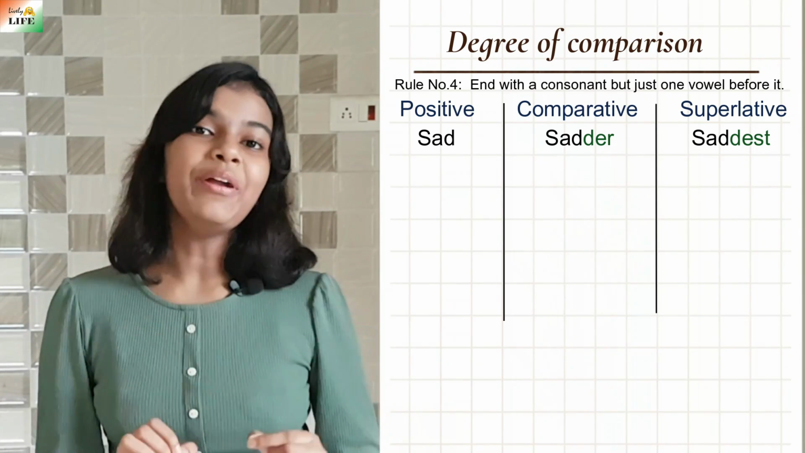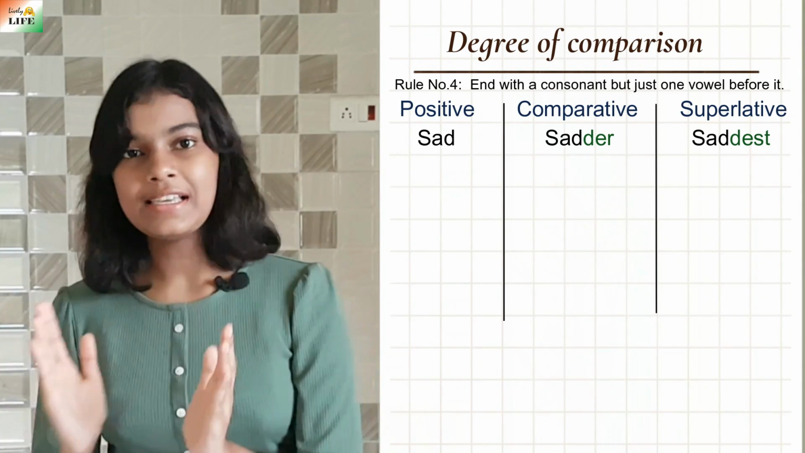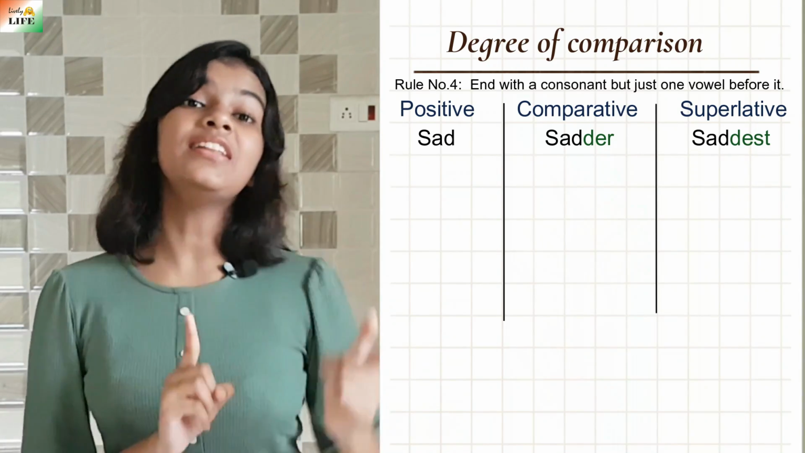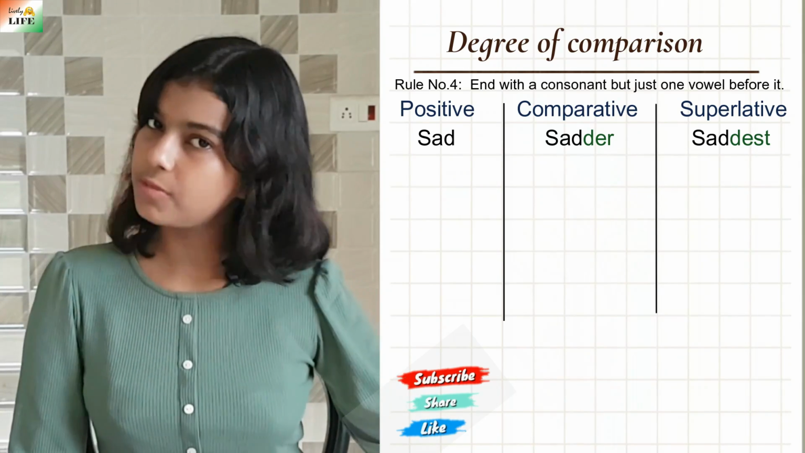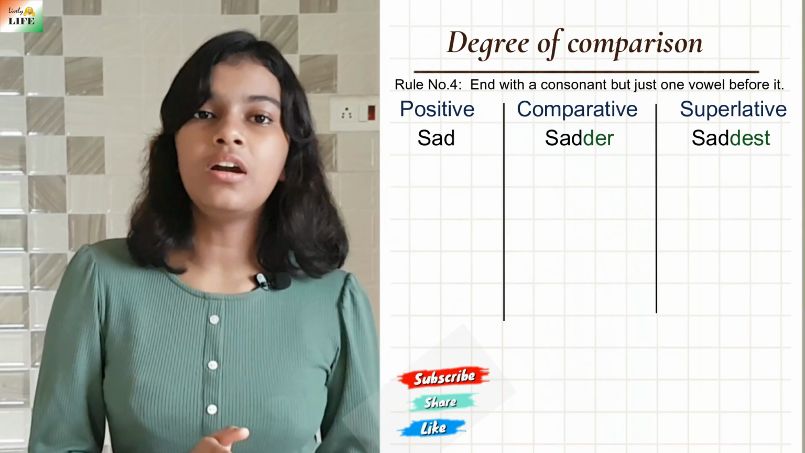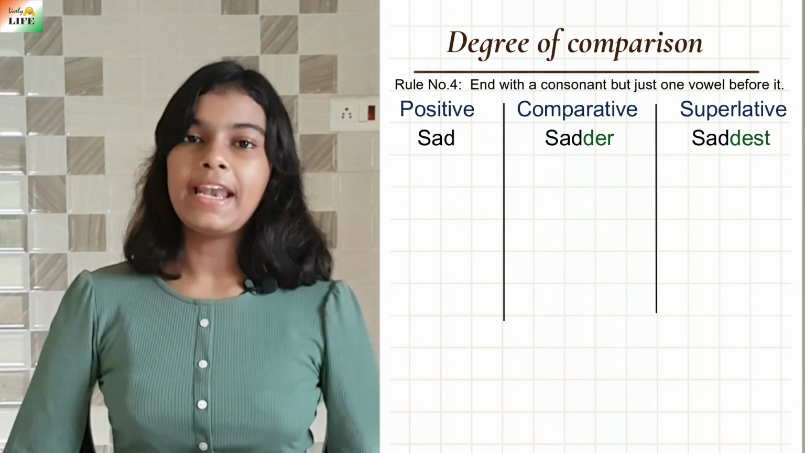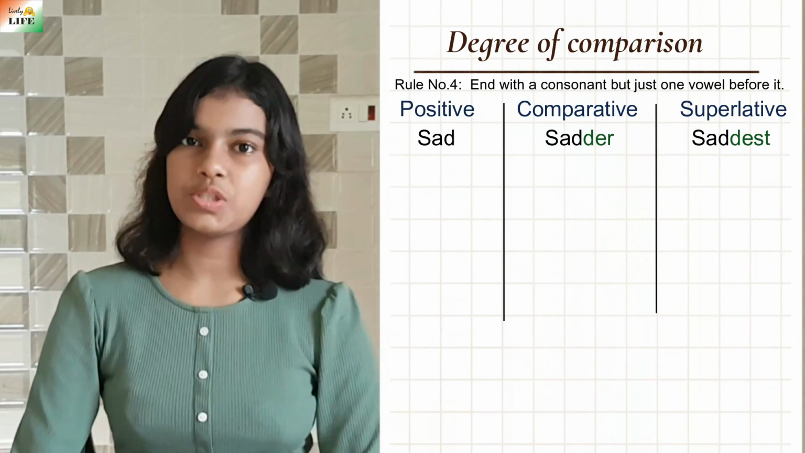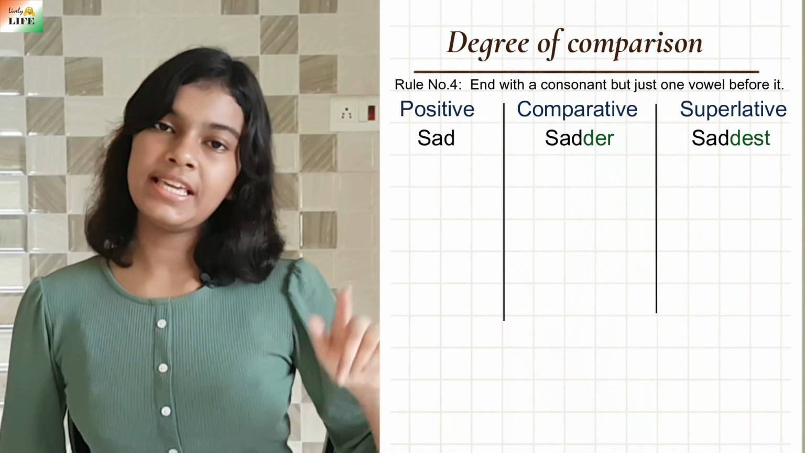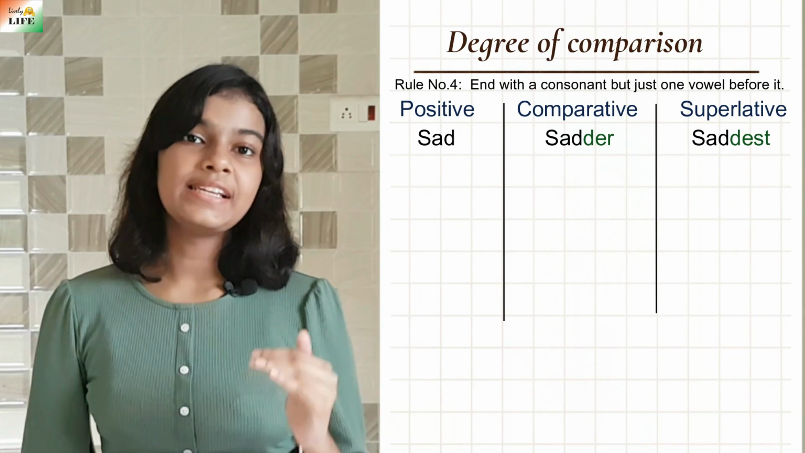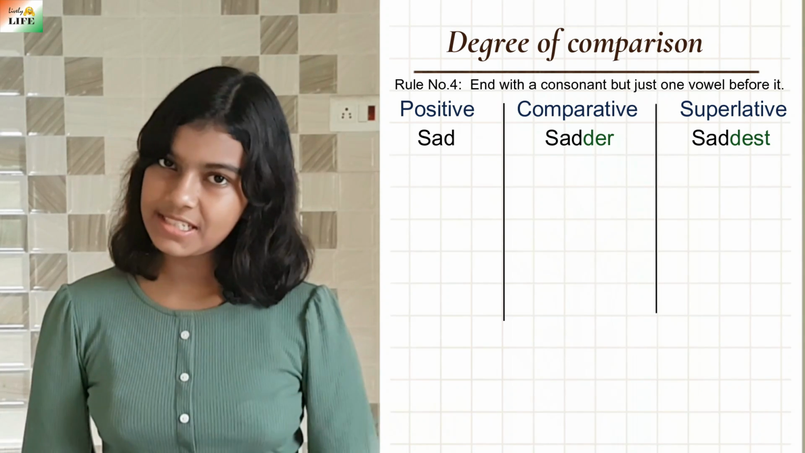Sad. The comparative form of this one is sadder. What changes is that SAD is the same, but then we add another D. So SADD and then ER or EST. SADDER or EST. So whenever you have these types of words that end with one consonant and have just one vowel before it, repeat the consonant. SAD is the positive adjective. SADDER, comparative. S-A-D-D-E-S-T, superlative. Sad, sadder, the saddest.